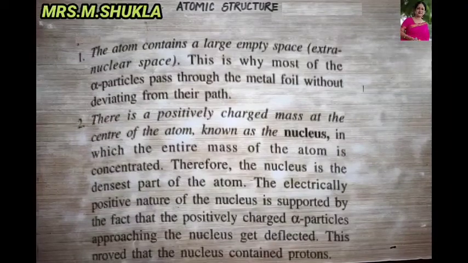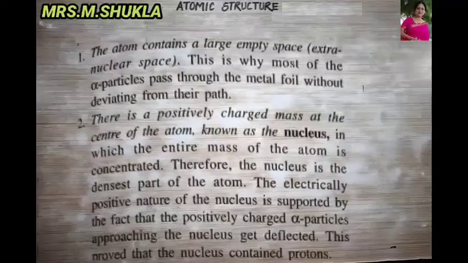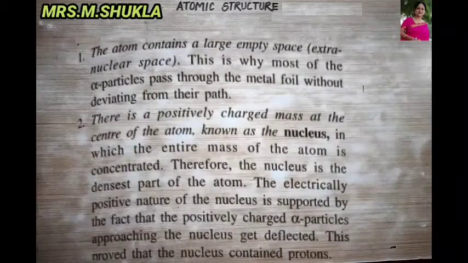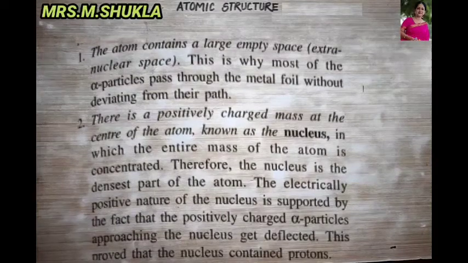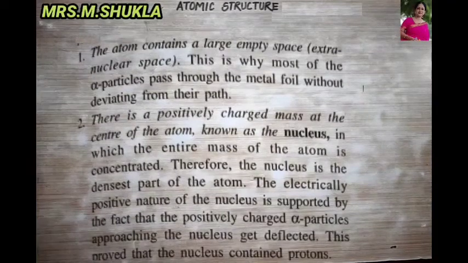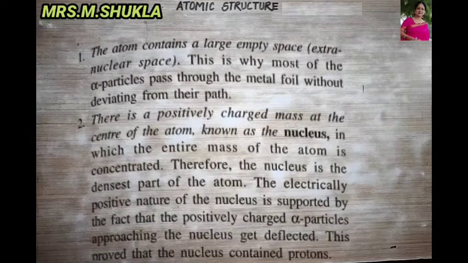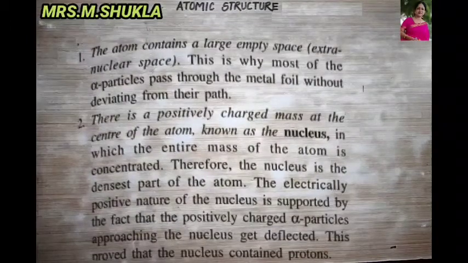He concluded that the atom consists of large empty space. That is why most of the alpha particles pass through the metal foil without deviating from their path. Then there was a positively charged mass at the center of the atom, which is known as the nucleus, in which the entire mass of the atom is concentrated. Therefore, the nucleus is the densest part of the atom.